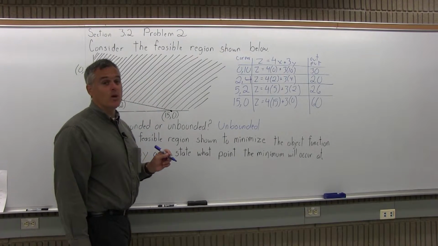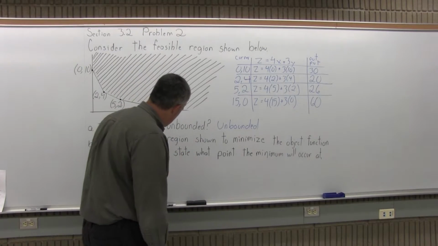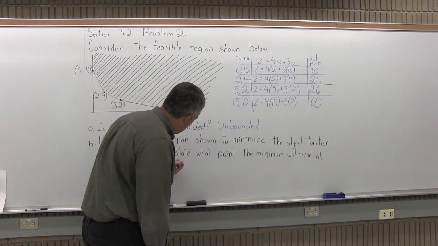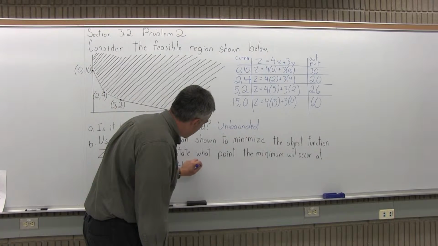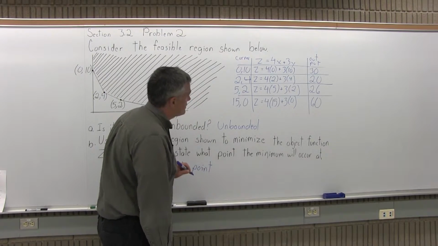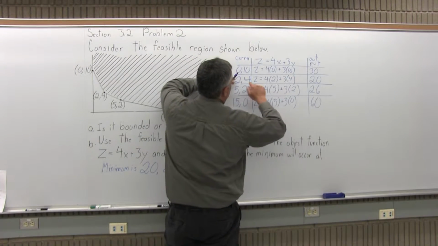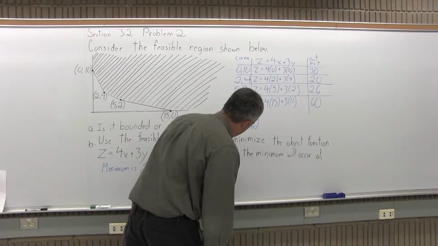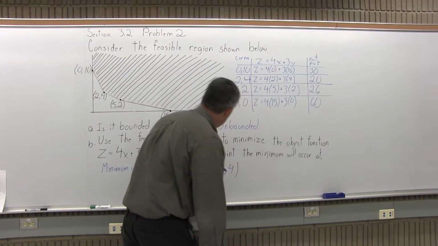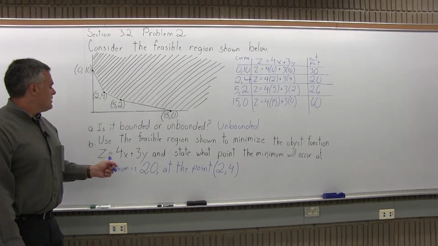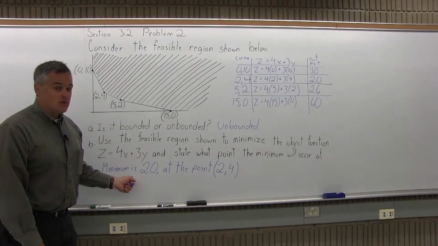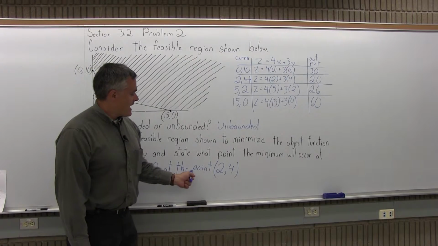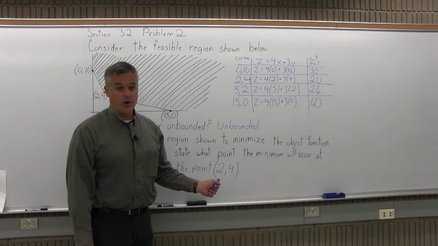And we have to state what point that minimum occurred at. So I'll put minimum 20 at the point. And as I look at the chart, the corner point that produced my 20 is 2, 4. So the answer to part B is: the minimum output for my object function of z equals 4x plus 3y is an output of 20, and that minimum output occurs at the point 2, 4.